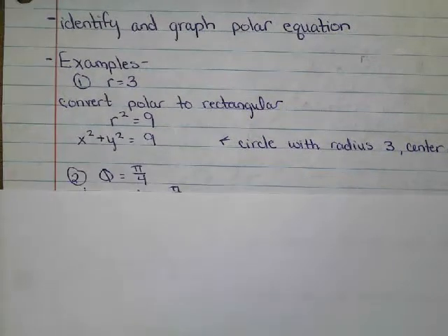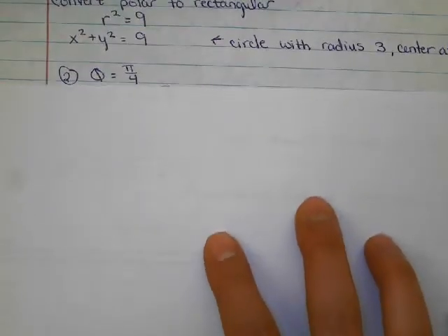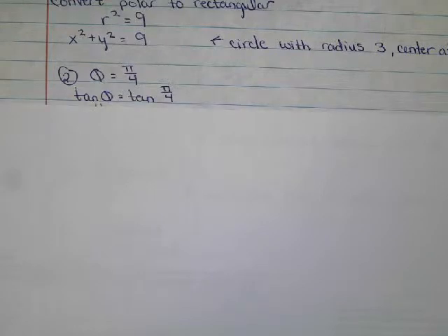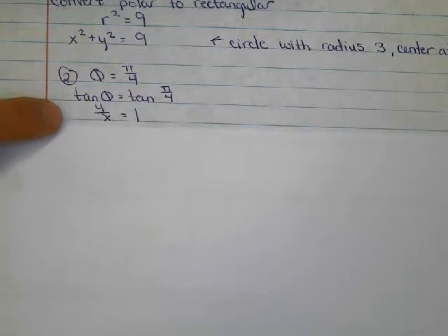Let's do another one. Here we have theta equals pi over 4. If theta equals pi over 4, again what I want to do is change everything into y's and x's. Well, I know that the tangent of theta is equal to y over x. So what I'm going to do is take the tangent on both sides. I take tangent of theta here, and so of course I have to take the tangent of pi over 4. Well, again, the tangent of theta is y over x, and the tangent of pi over 4, if you look on your unit circle, is 1.